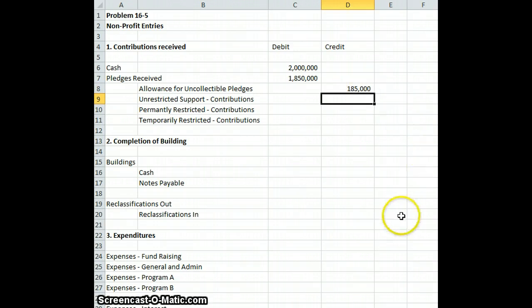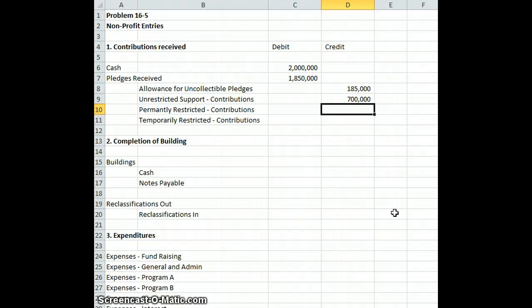We then have our unrestricted support, which is going to be our $700,000 for general operations. And I can tell you, as somebody who has spent most of their life doing this, a nonprofit organization's best friend is unrestricted contributions, because you can use those for salaries and for whatever purpose you need. Those are sometimes the hardest to get, but they're also the most important to get.